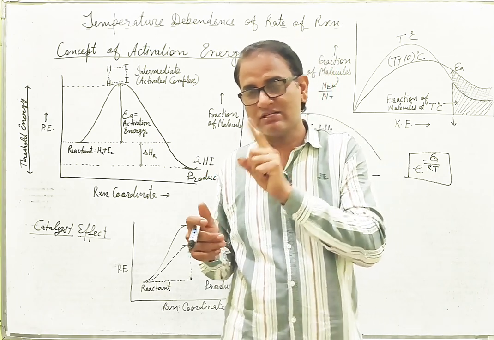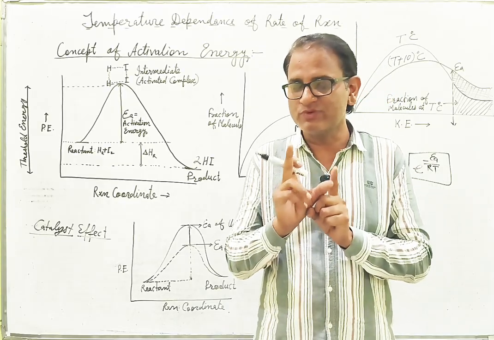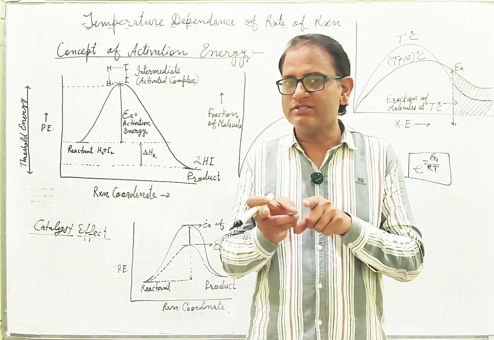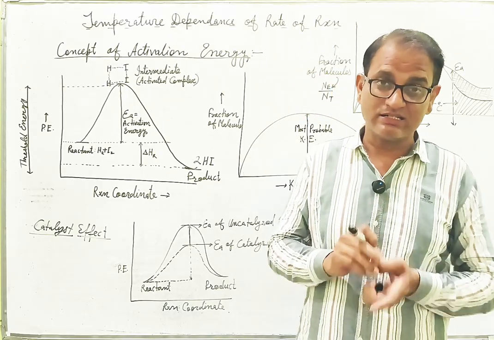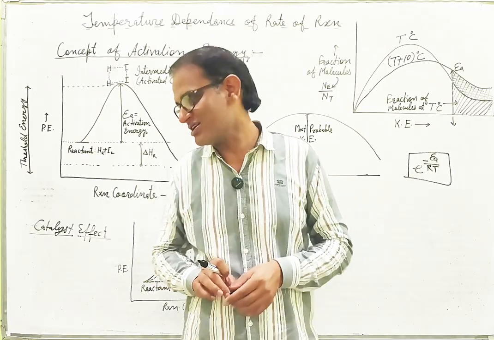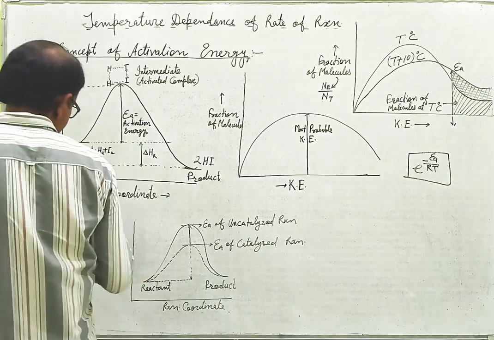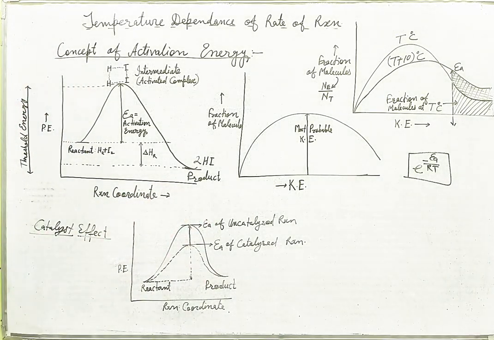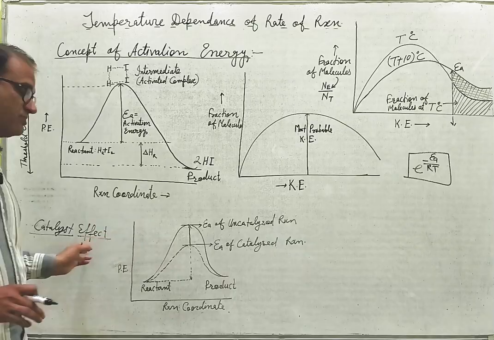Another term which is used is poison. Poison is a substance which decreases the efficiency of a catalyst. Understand? So this is how we can understand the effect of a catalyst. It provides an alternative path of lower activation energy and hence the rate of reaction increases. Okay, effect of catalyst.